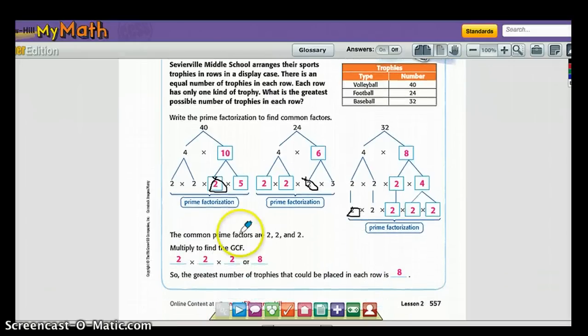So then what we can do is multiply 2 times 2 times 2, because that is the common prime factors. So the common prime factors here are 2, 2, and 2. When we multiply that, we get 8. So the greatest number of trophies that can be placed in each row is 8.